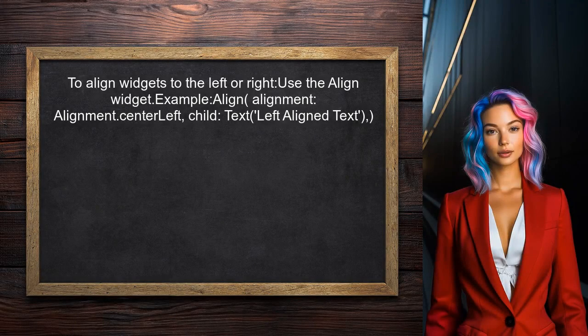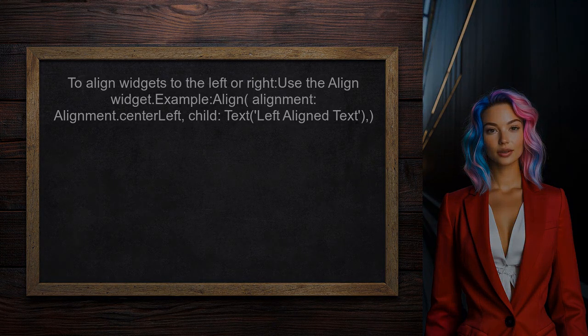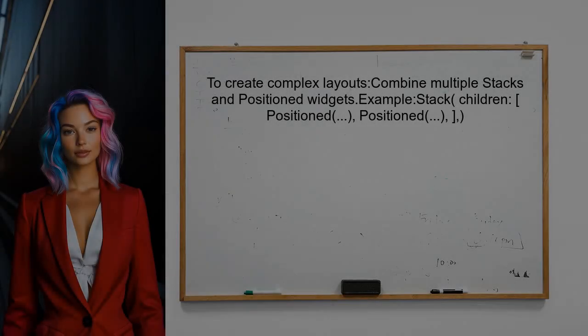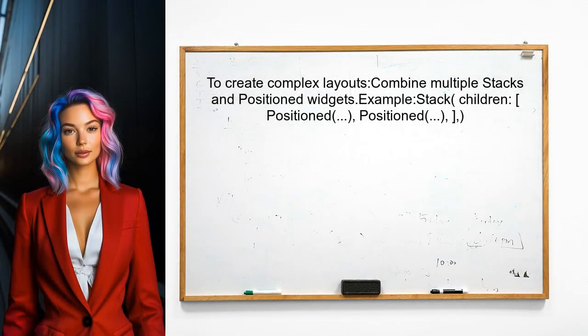To align widgets to the left or right, the user can use the Align widget with alignment properties. This is similar to Align Parent Left and Align Parent Right. Finally, to create complex layouts, similar to the ones shown in the example, the user can combine multiple stacks and positioned widgets to achieve the desired arrangement.